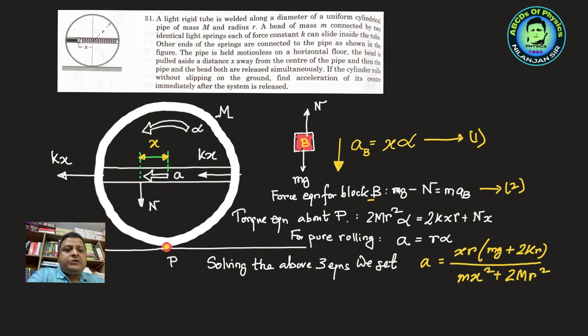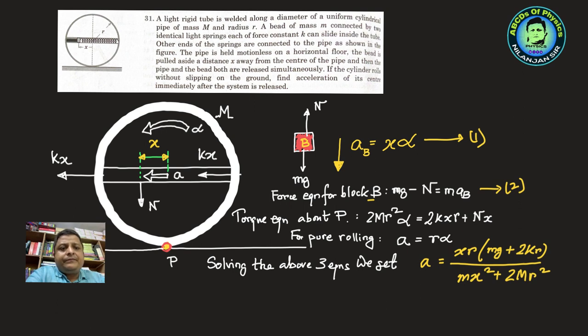I'll write that torque equation about this lowest point P, because we do not want to find out friction. You can do it from the center of mass, then one more equation will be the force equation for this shell, so I would like to avoid that. So find torque about P. The moment of inertia about P is 2mr squared. So 2mr squared times alpha is equal to, now the torque due to kx and kx will be 2kx times r, perpendicular distance is r. So 2mr squared alpha equals 2kx times r plus N multiplied by x.